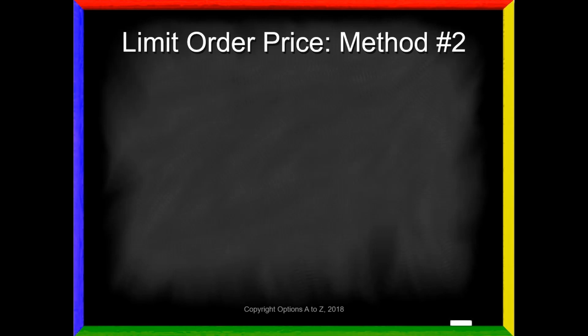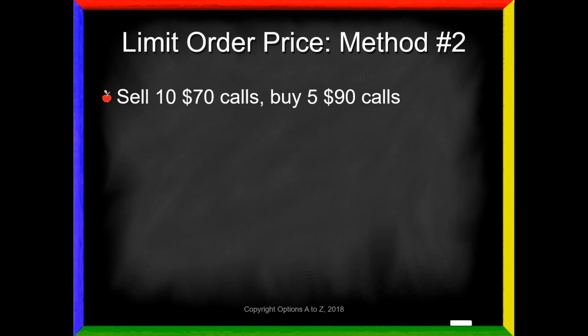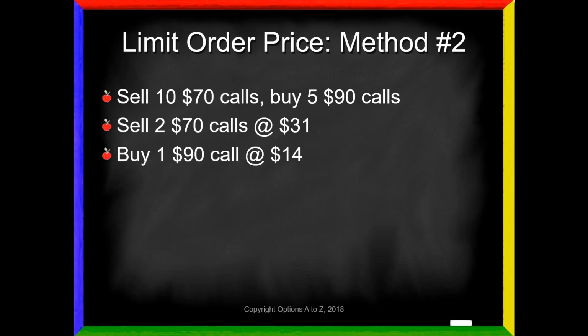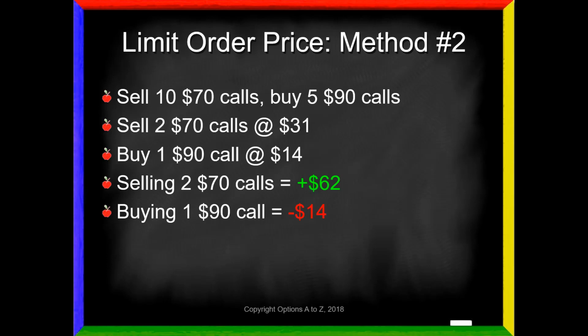All right, what's the second method you can use to determine your limit order? Well, go back to your original trade, selling 10 and buying 5. Break it down into the individual components. It's a 2-by-1 spread. So if I'm selling 2 of the 70 calls for 31, and I'm buying 1 of the 90 calls for 14, just use those as your numbers. Selling 2 of the 70 calls is going to bring in $62. That's just twice 31. And then buying 1 of the 90 calls, I will spend 14. What's the difference between 62 and 14? Net credit of 48. So either method is going to show that you could submit this as a limit order somewhere around 48 and probably get it filled.